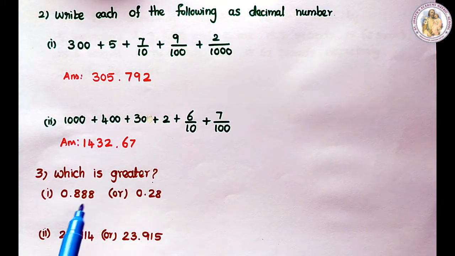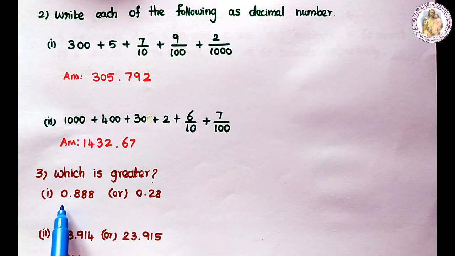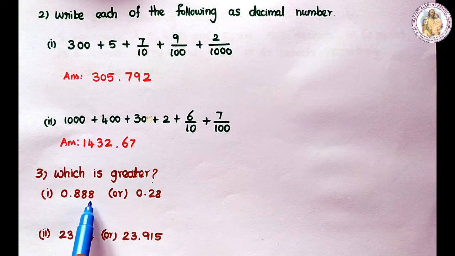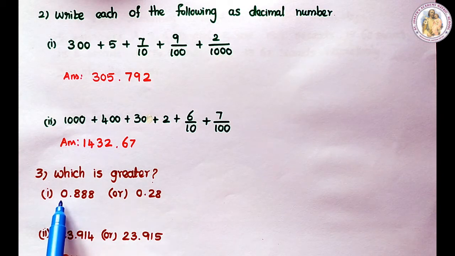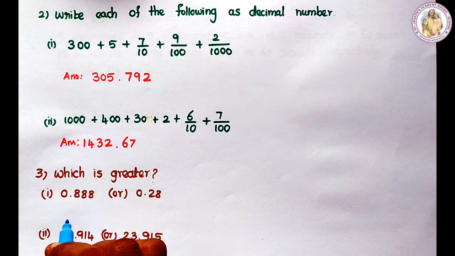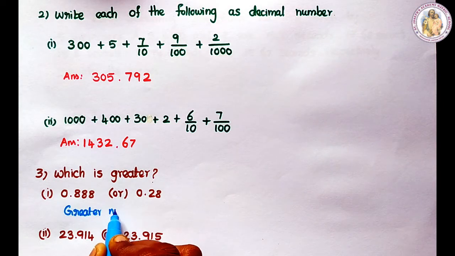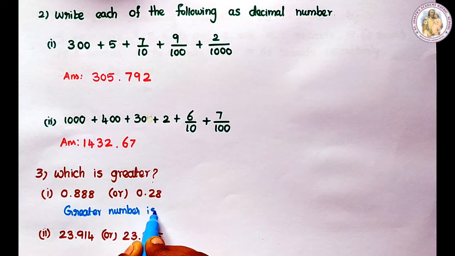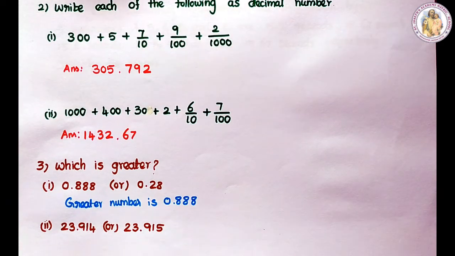Next one, third question, which is greater. Listen, 0.888 and 0.28. Listen, the whole number, both are same, 0. So next, 10th place 8, here 2. So which one is greater here? 0.888 is the greatest one. So greater number is 0.888. That is the answer.